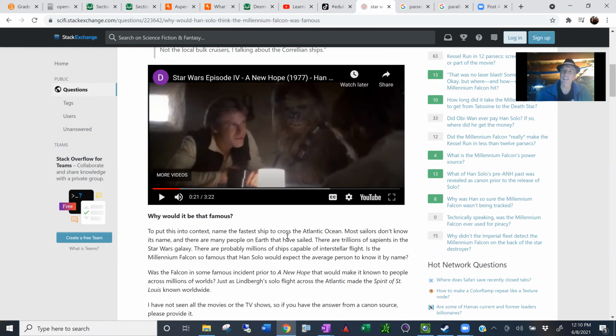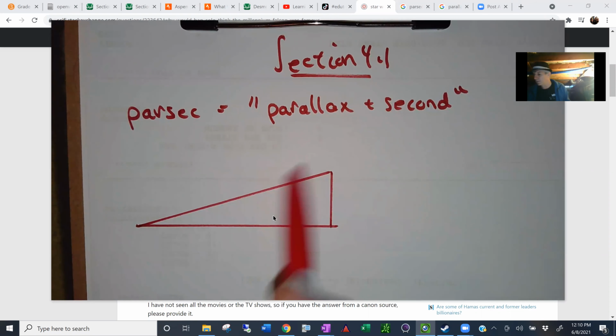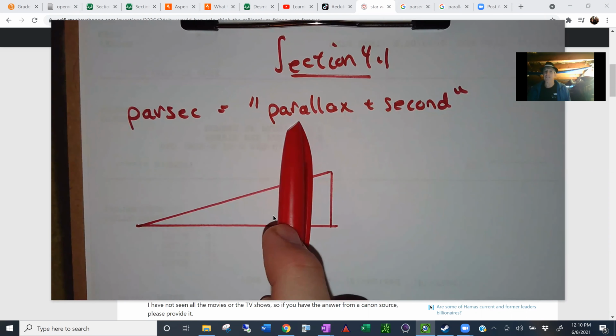All right, that line actually bothered me for years. Made the Kessel run in less than 12 parsecs. Now, does anyone know what a parsec is? No. Parsec is a word that comes from the contraction of parallax and second.